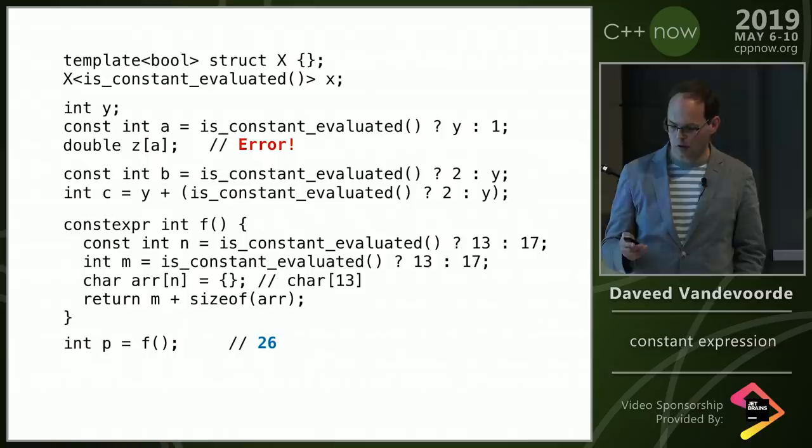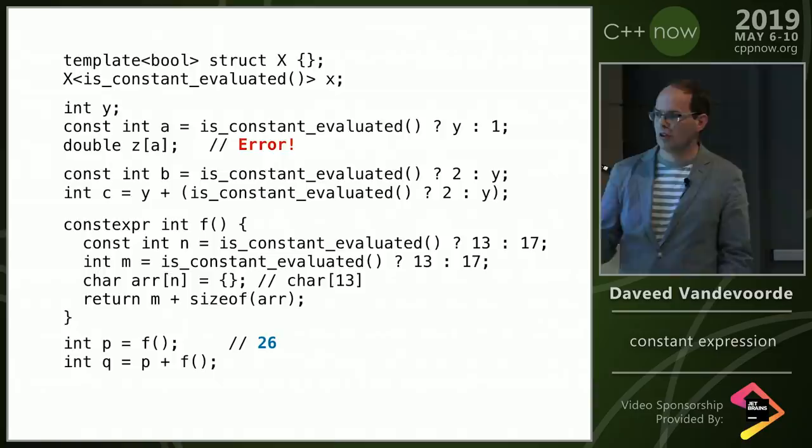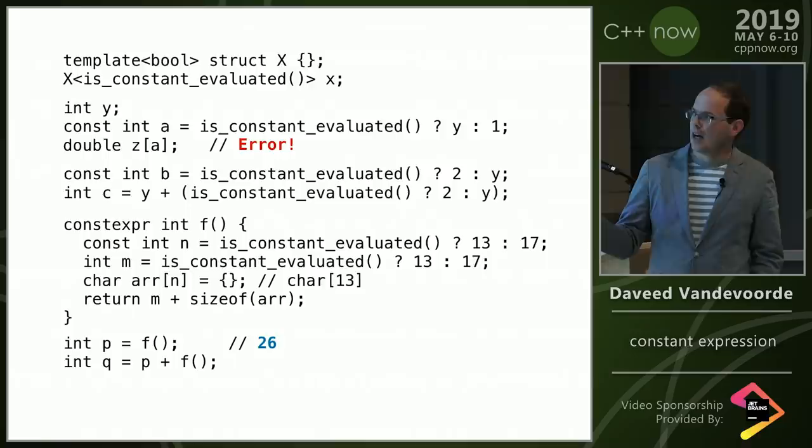Let's do it again, but this time I add p in the mix. But p is not a constant. So when I do my trial evaluation, it fails right away on this p, and I have to retry at runtime, or notionally at runtime, you're still allowed to optimize it, with isConstantEvaluated false. So this time, I still have my 13, I've committed to that, but this time here, I'm going to get a 17. Right? And so I'm returning 30 instead of 26, and this becomes 56.